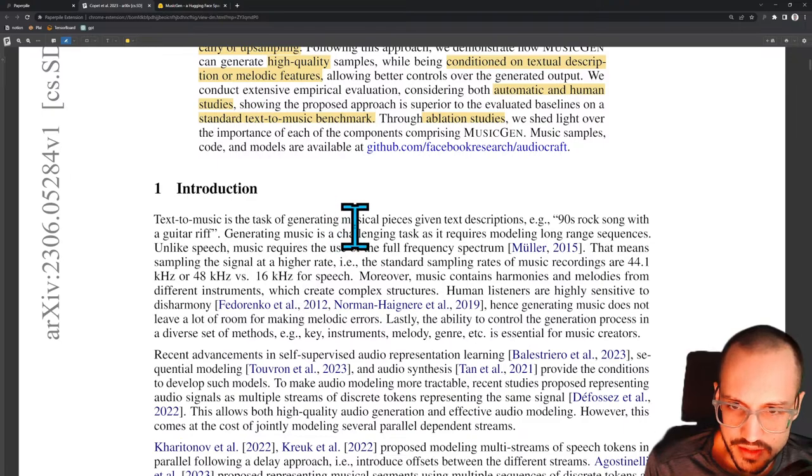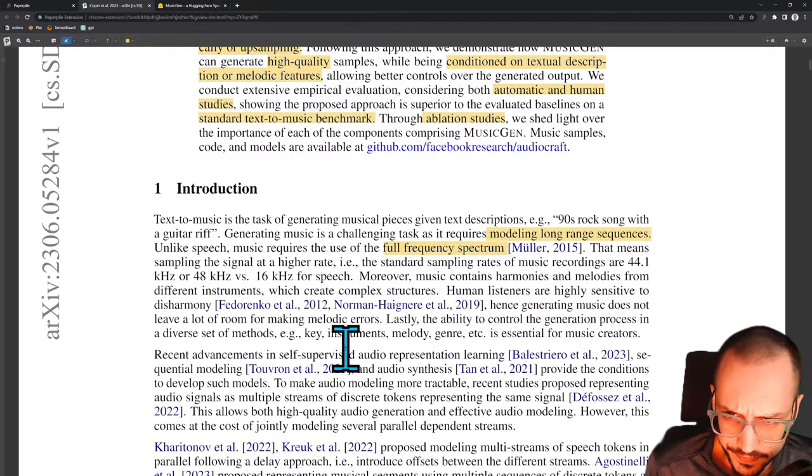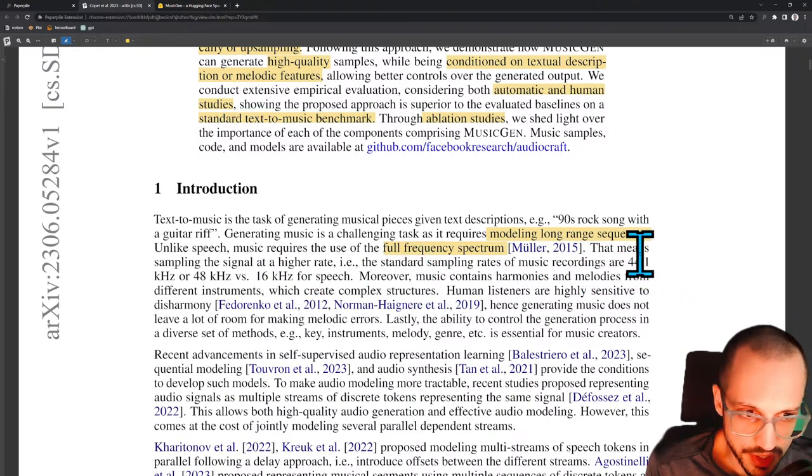Text to music is the task of generating musical pieces given a text description. Generating music is a challenging task as it requires modeling long-range sequences. I guess, yeah, but I still feel like music is fundamentally about the complexity. Yeah, it's like the full frequency spectrum is what makes it difficult. You have a lot of different things on top of each other. That means that sampling the signal at a higher rate, i.e. the standard sampling rates of music recordings are 44 kilohertz versus 16 kilohertz for speech, yeah.